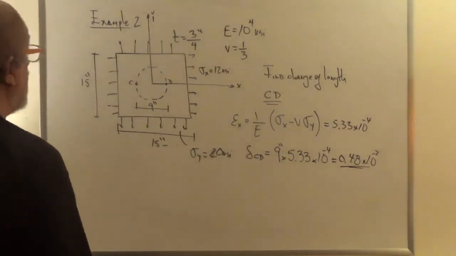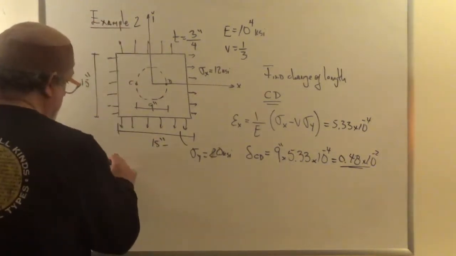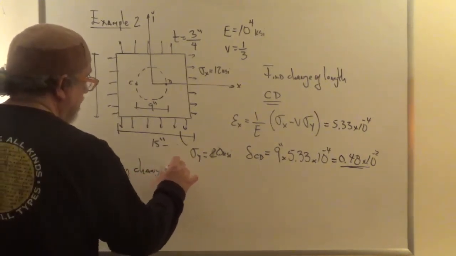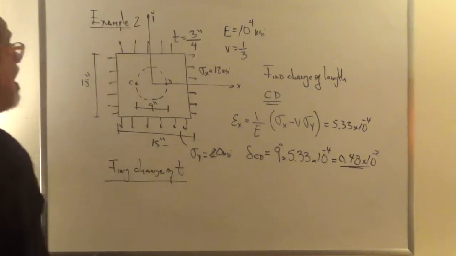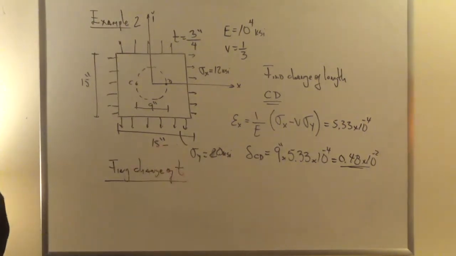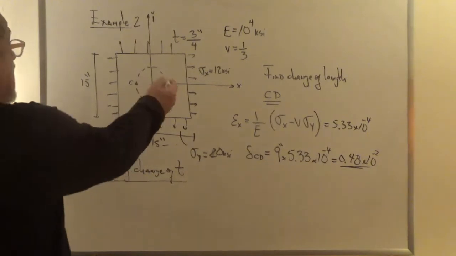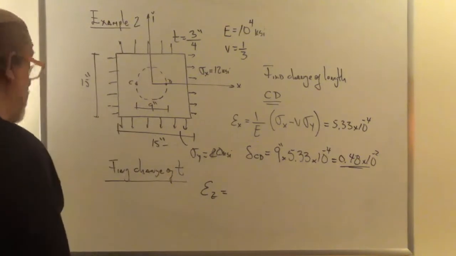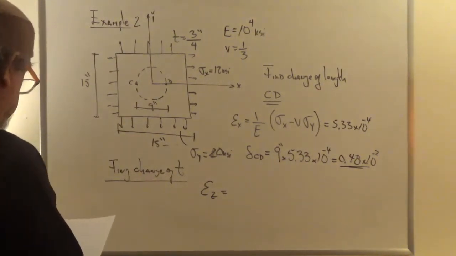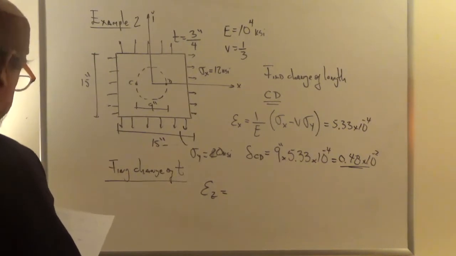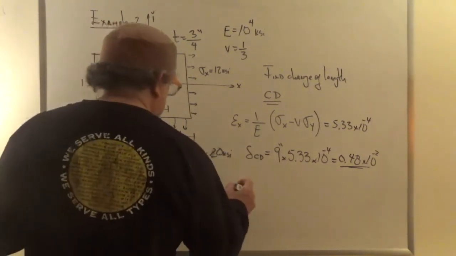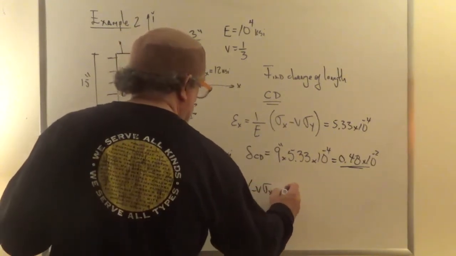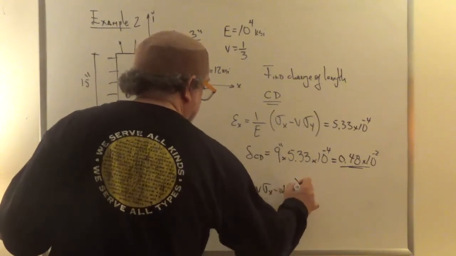Another question could be, how much does the thickness of the plate change? Find the change of t. If we are asked to find the change in t with the thickness, what is it that we need? Obviously we have the x, the y, and this is the z. So what we need is the strain in the z direction. We go to our formula in plane stress and we find that the strain in the z direction is equal to 1/E multiplied by minus nu sigma x minus nu sigma y.